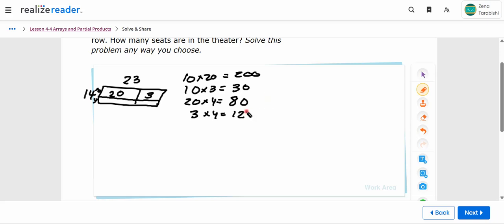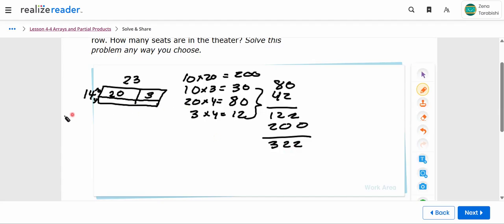And then we would add all of this up. So now you have 200 plus 30 plus 80 plus 12. Or if you wanted to combine, for example, 30 and 12, that would make right here 42 plus 80. And so now we have 122. And then combined with the 200, so now you should have 322.